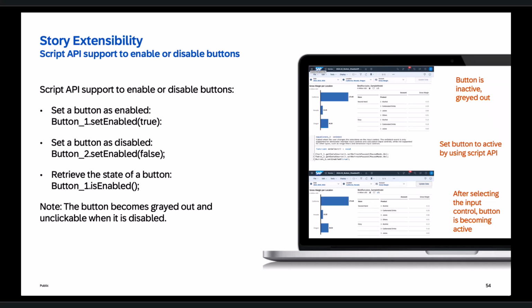So in our example, look at here, for example, at the beginning this Update button is inactive, grayed out. But only if you select some input controls, and after that, the button can be turned into active. Then the user can click on this button to do further actions, and you can use the script API to make the button active or inactive, and to help your end users have a kind of interaction workflow that avoids them clicking this button in the wrong way at the wrong time.